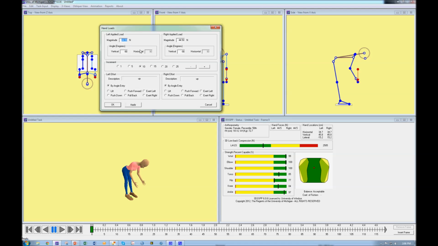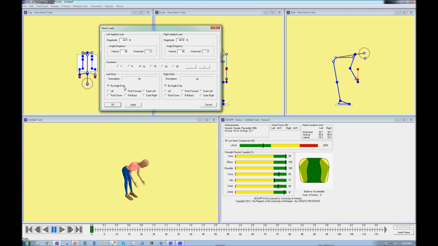Or we can change this not by typing in, but incrementally changing the values using the positive and negative signs. And right now it's going to change 10 newtons every time I click on the negative or positive. And it can go up to a value of 25 newtons in the increments here. Let's just keep it at 44 for a second. What's very, very important is the effort, okay? So we have a left effort and a right effort, and that's what the effort of the hand is exerting in terms of that force.